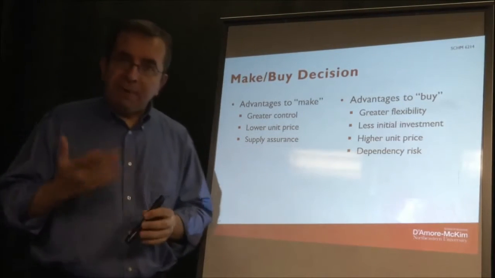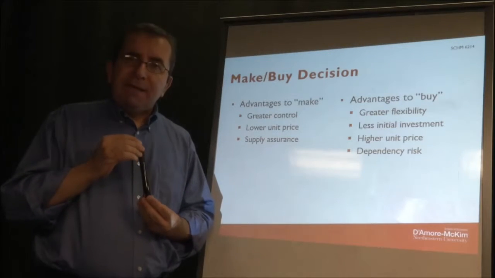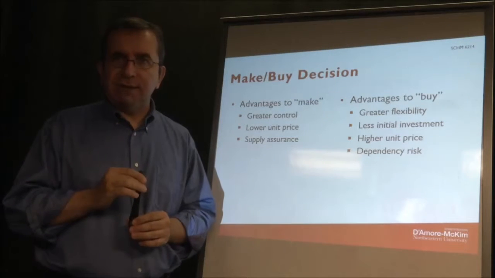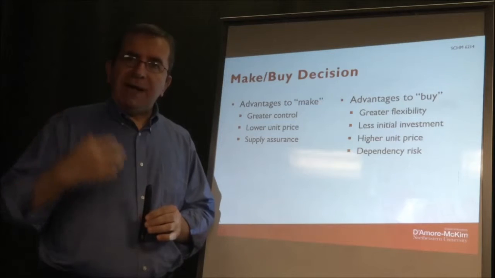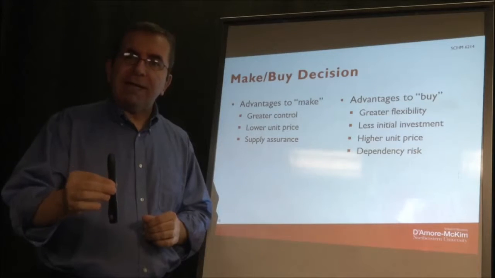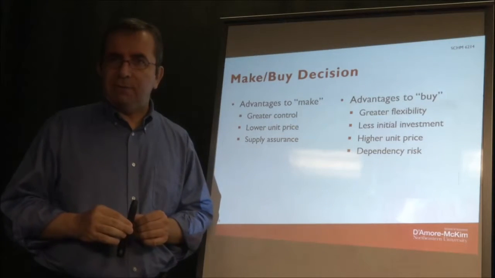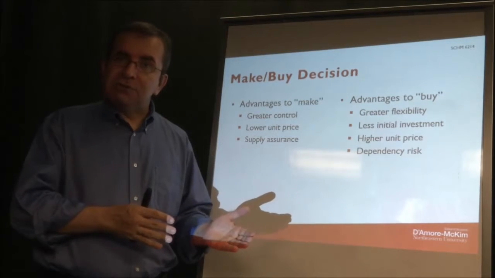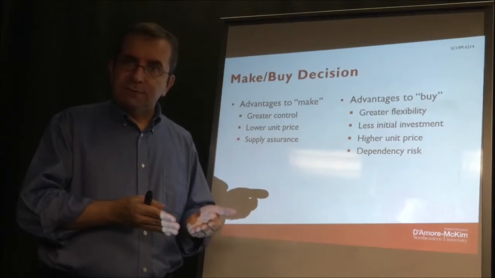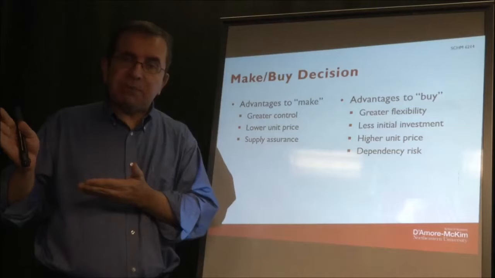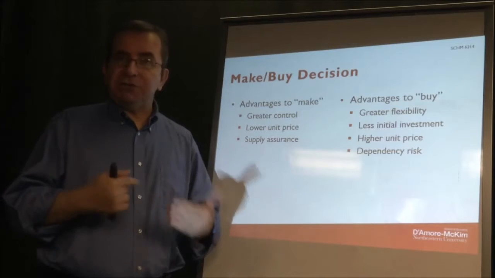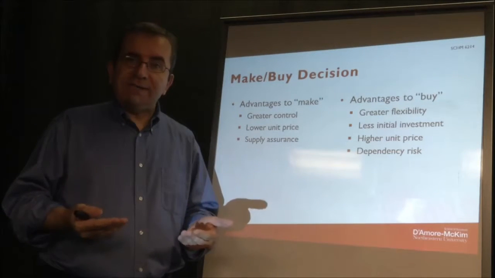Another advantage of making a product is you can achieve lower costs, lower unit costs potentially. Why? Because when you buy something from a supplier, you pay for the cost of making that product plus the supplier's margin. So if you make a product in-house, then you just pay for the production cost. You don't pay some other supplier a markup for the product, so your unit costs can be potentially lower. Now, why do I say potentially?